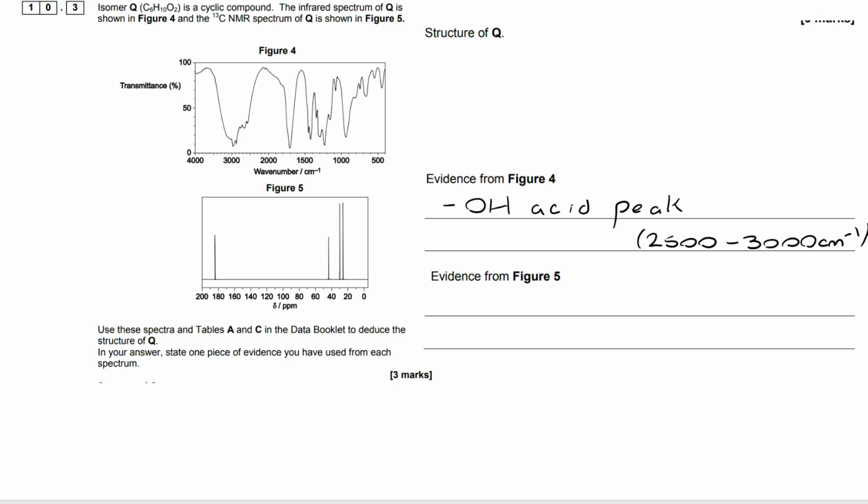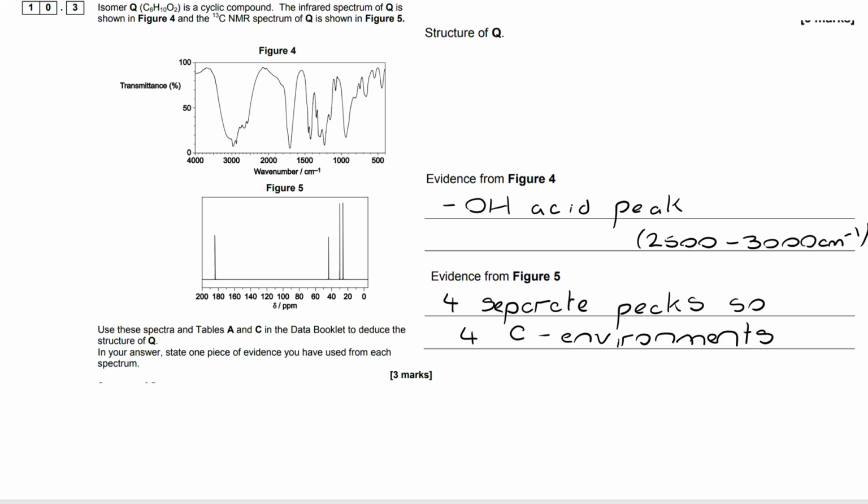Now, it makes sense to do the evidence first. I'm looking at the fact that figure 4 has got an OH acid peak. We've got that big bulging udder on the left hand side. It's the way that I will always look at it. And we can see from its position that it is an OH acid rather than an OH alcohol.